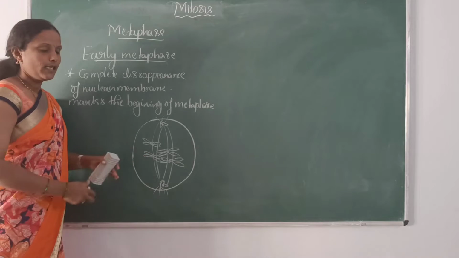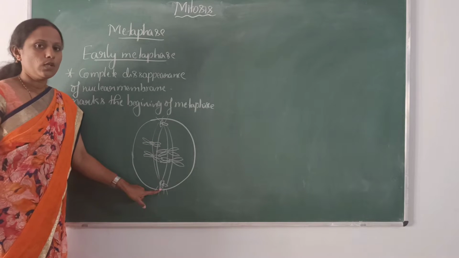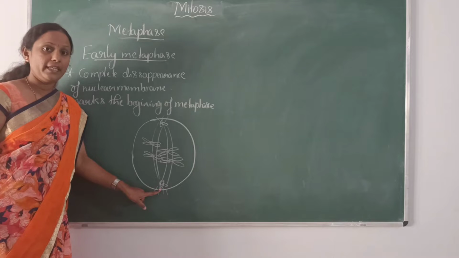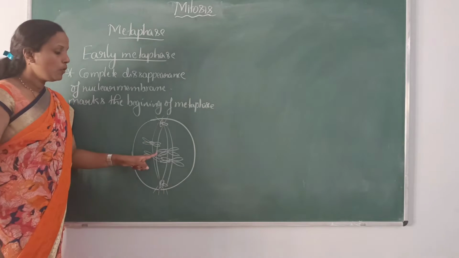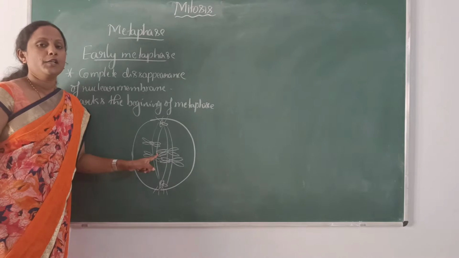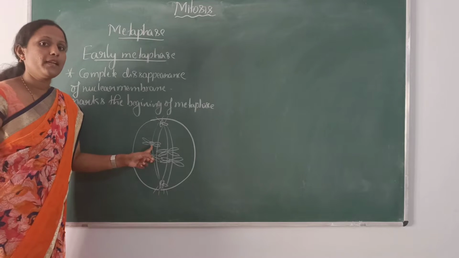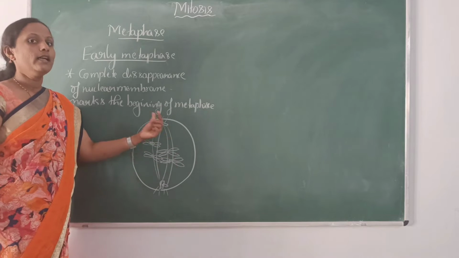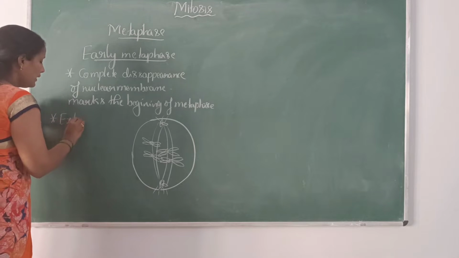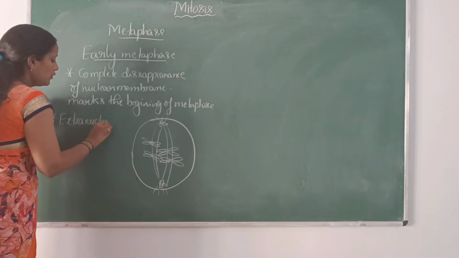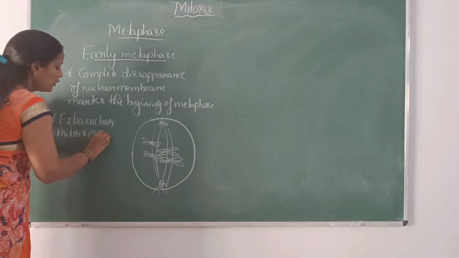In the early metaphase, there is a complete disappearance of the nuclear membrane and the centrioles have moved towards their opposite poles completely, and as a result of the complete disappearance of the nuclear membrane, the chromosomes are suspended in the cytoplasm. And since the mitosis, or the separation of chromosomes, is taking place in the cytoplasm, such type of mitosis is called extranuclear mitosis, or it is also called eumitosis.